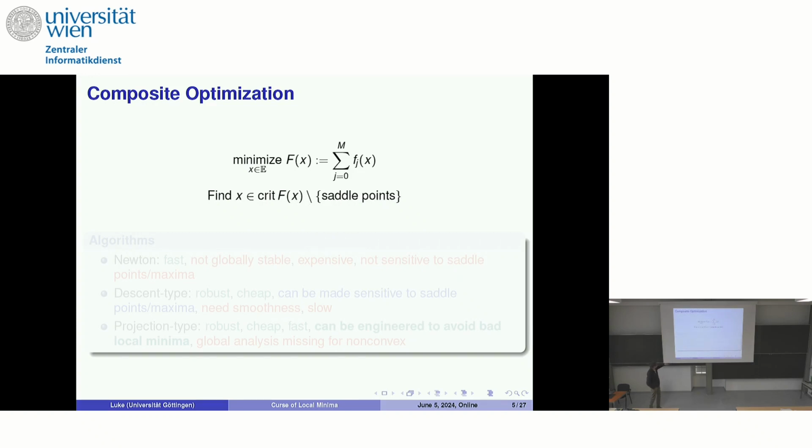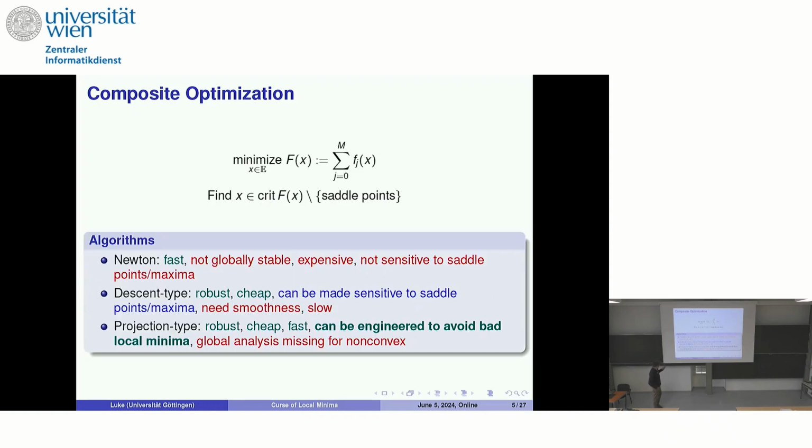Or next work. So I'm looking at just composite optimization, and as Mark showed, we're just trying to find critical points of this function, and maybe we want to avoid saddle points. And algorithms that you might apply to this, you could apply Newton's method. Newton's great, but it's not globally stable. It's expensive, and it's not sensitive to saddle points or even maxima.